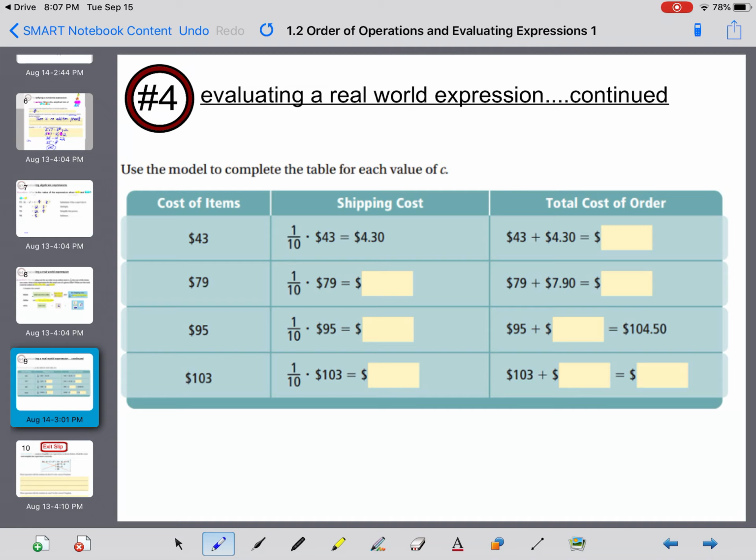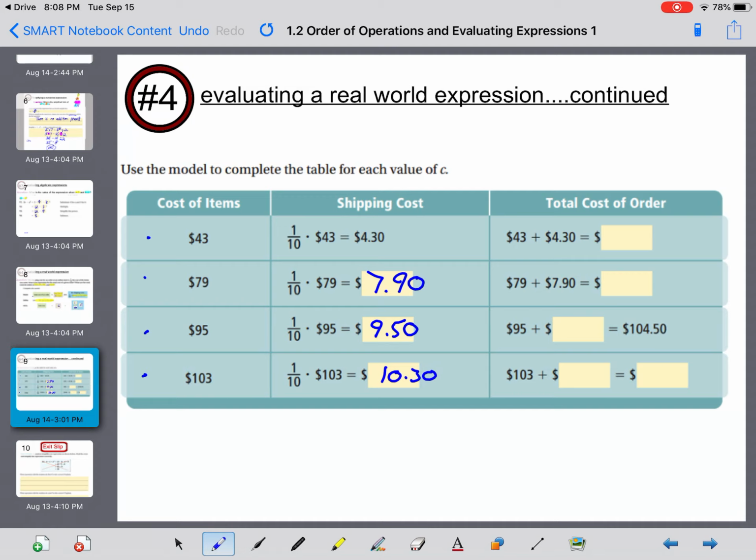Okay. So the first thing we're going to do is calculate the shipping costs for each of the items. They did the first one for us. 1/10 of 43 is $4.30. 1/10 of $79 is $7.90. 1/10 of $95 is $9.50. 1/10 of $103 is $10.30.